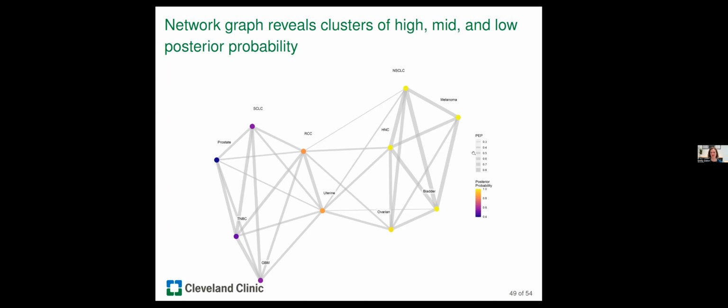So we can see we have here a cluster of a few cancer types that have a high posterior probability and are very exchangeable, a couple in the middle that kind of have a middle posterior probability with high exchangeability, and then these ones over here with very low posterior probability that are also highly exchangeable with each other.